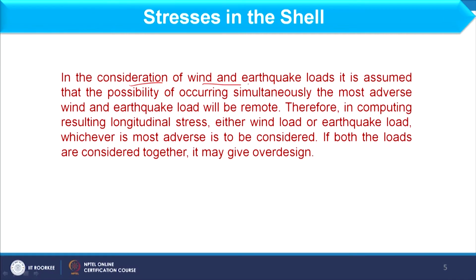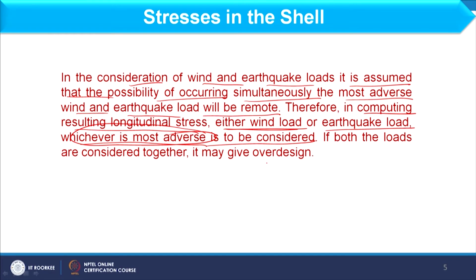Further, we can see that in the consideration of wind and earthquake loads, it is assumed that the possibility of the most adverse wind and earthquake load occurring simultaneously will be remote. Okay. And therefore, in computing the resulting longitudinal stress, either wind load or earthquake load, whichever is most adverse, is to be considered. So, this point we should consider while designing.